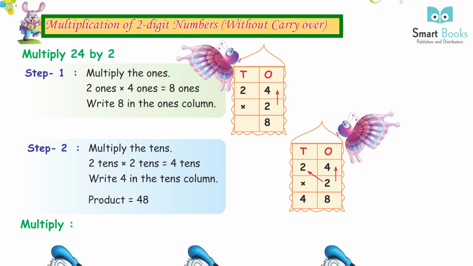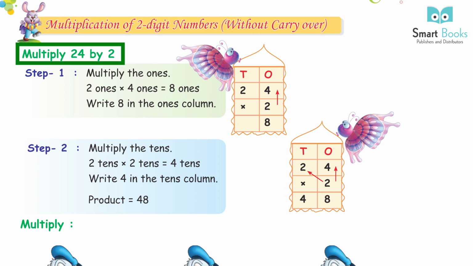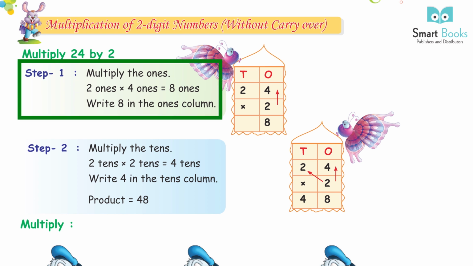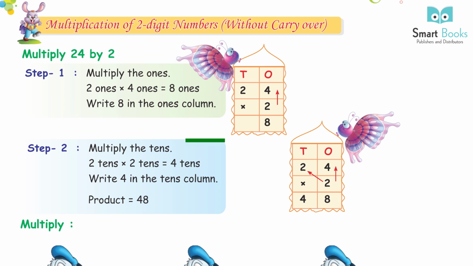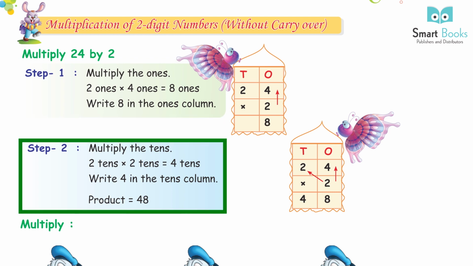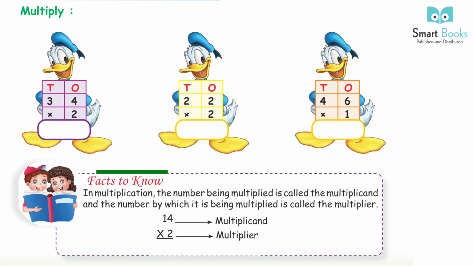Multiplication of 2-digit number without carry over. Multiply 24 by 2. Step 1. Multiply the ones. 2 ones into 4 ones is equal to 8 ones. Write 8 in the ones column. Step 2. Multiply the tens. 2 tens into 2 tens is equal to 4 tens. Write 4 in the tens column. Product 48.